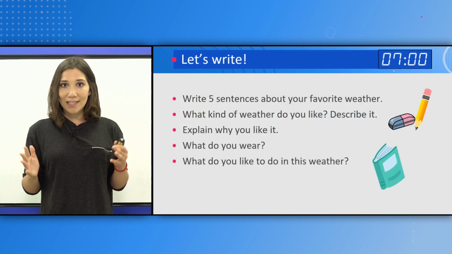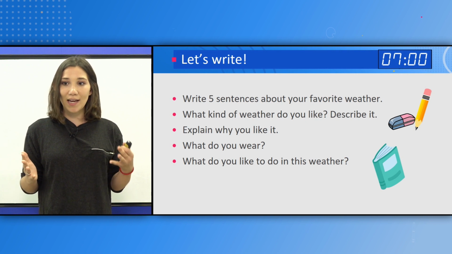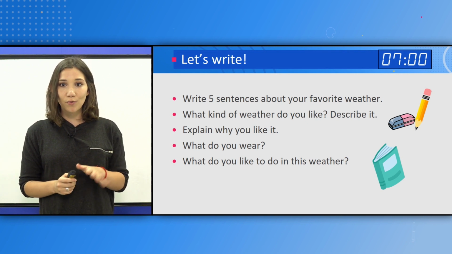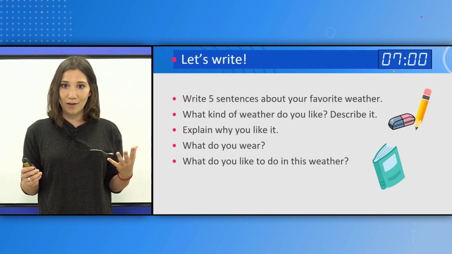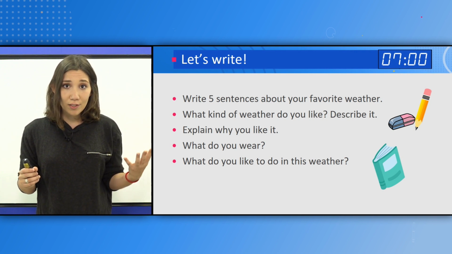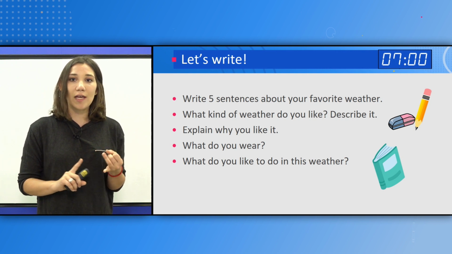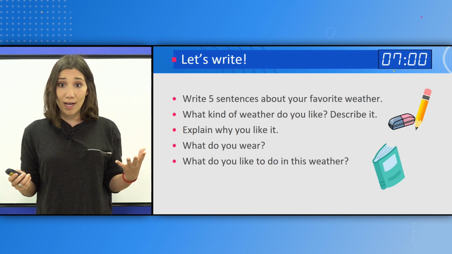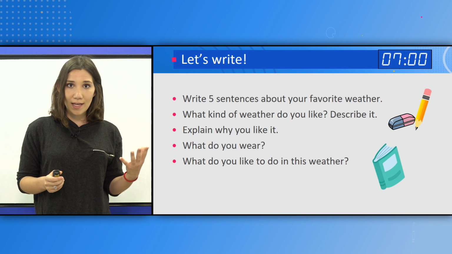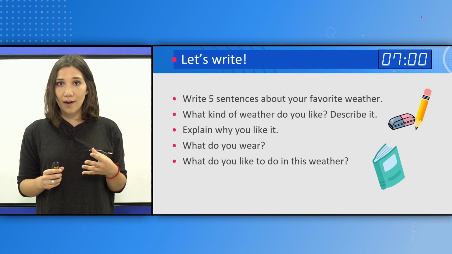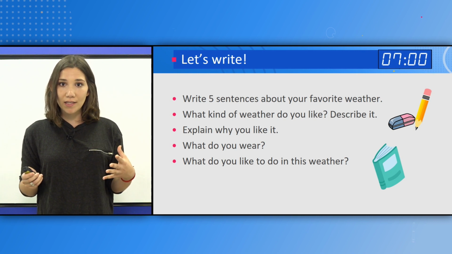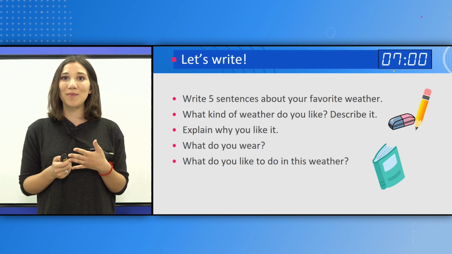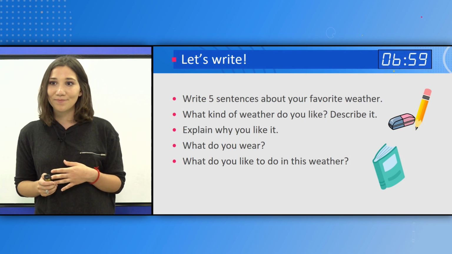So your very last activity for today is a writing activity. I want you to write 5 sentences about your favorite type of weather. So what kind of weather do you like? Do you like sunny? Do you like it when it's rainy? Describe it. Explain why you like it, what clothes you wear, and what you like about this weather. I'll give you a few minutes, then we'll come back and you'll be done with the lesson today.